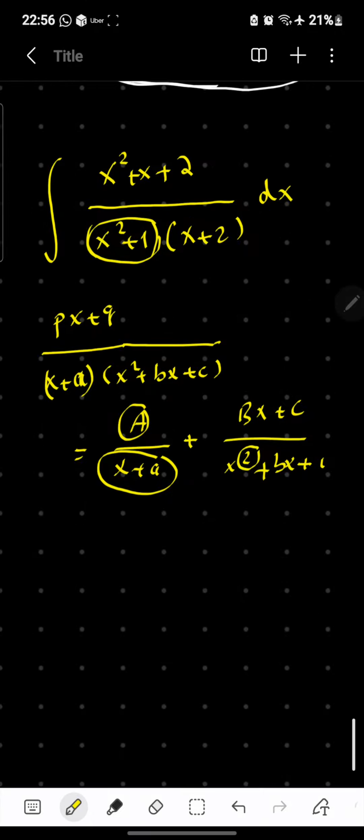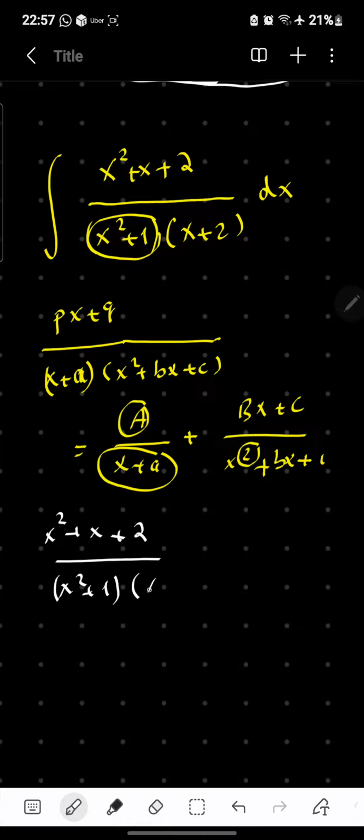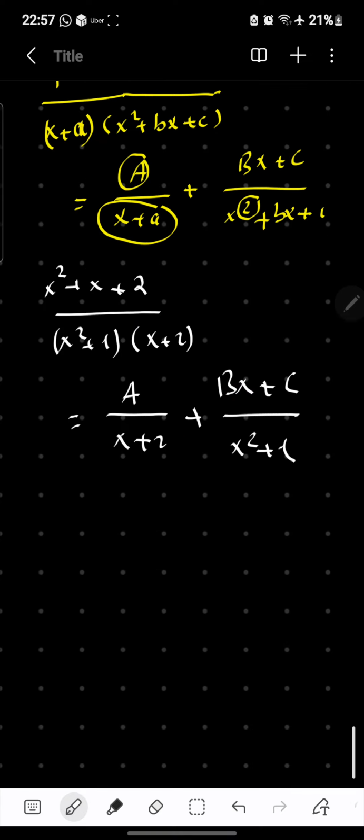So the integrand will be written in this form: x squared plus x plus 2 over x squared plus 1 times x plus 2 equals a over x plus 2 plus bx plus c over x squared plus 1. This is how to do the partial fraction decomposition of this.